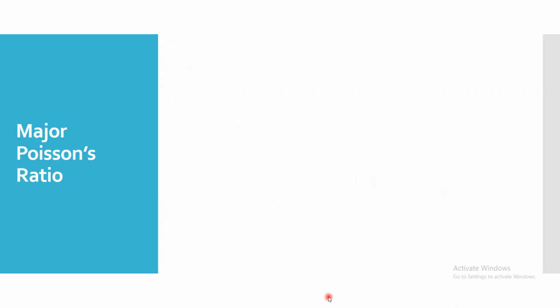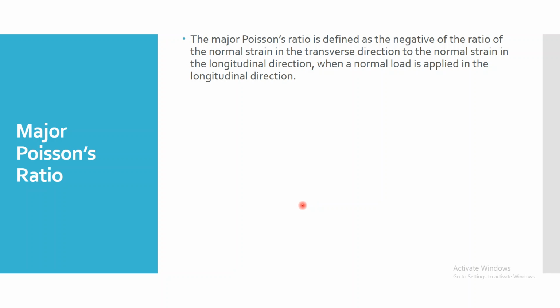Next, another one that we will come across here is the major Poisson's ratio. Before getting to that, what is the major Poisson's ratio? Let us look into the Poisson's ratio. Poisson's ratio is nothing but the transverse strain to the longitudinal strain. Here also the same relation is applicable. So I need to find the Poisson's ratio based on this definition. It is the negative of the ratio of the normal strain in the transverse direction to the normal strain in the longitudinal direction when a normal load is applied in the longitudinal direction.